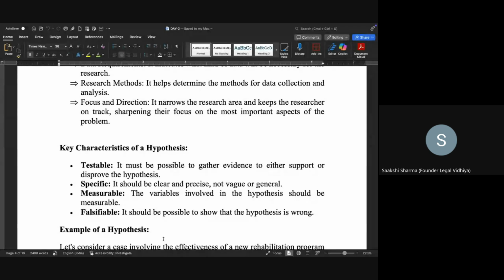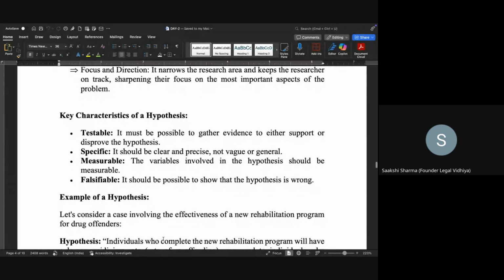Now, testable की जब हम बात करते हैं, it must be possible to gather evidence to either support, that is to prove or disprove your particular hypothesis. Hypothesis again is clear and precise, and it is not vague and general, because अगर आप general लिख रहे हो, you're just writing down a topic that you're going to discuss on. Hypothesis is something that is very clear and precise. Then it is also measurable. That is, when you collect data, you'll be able to quantify your data and measure your hypothesis, I'd say. And it is always possible to falsify your hypothesis, that is to prove your hypothesis as wrong.